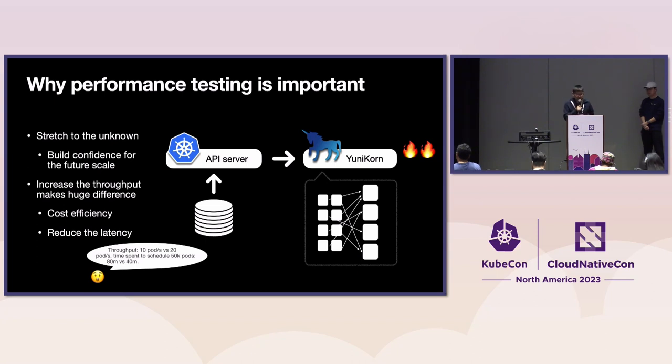happens in production. And the throughput also makes a huge difference in terms of cost efficiency and client-side latency. Just as an example, if we have 50,000 pods to be scheduled on the cluster, the difference between a throughput of 10 pods versus 20 means users will be waiting 40 minutes or 80 minutes if you submit a job at the end of the queue. So that's a huge difference.